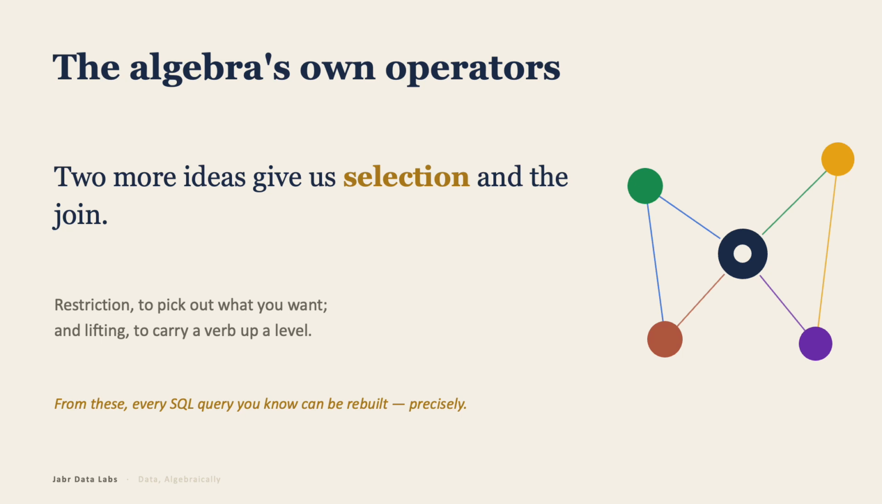And once we have both, the join, that complex operation that SQL champions, turns out to be nothing more than restriction and composition, lifted and combined. Everything you do in SQL can be re-expressed in the algebra, precisely and often more clearly. Let's take the two new ideas one at a time.